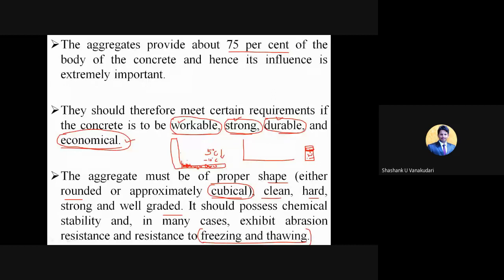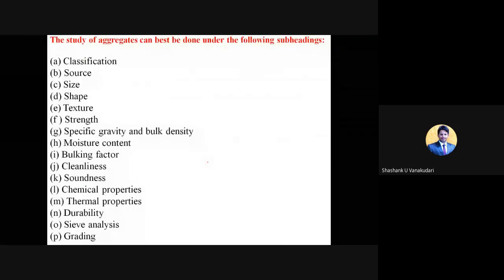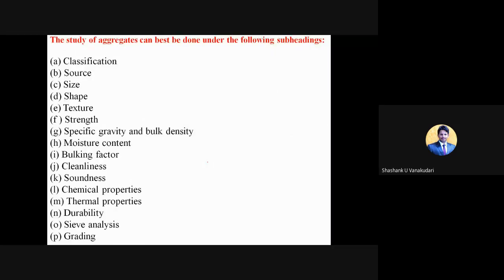So when it is stuck in this crack part, it will expand, and then this concrete portion, or whatever the size of the crack, will get enlarged. That is because of this freezing as well as thawing action. And here the study of aggregates can best be done under the following subheadings.